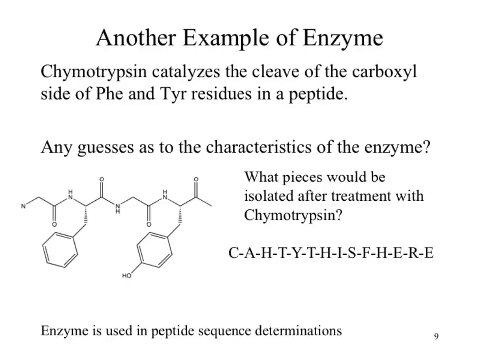So chymotrypsin is particularly famous or infamous for actually looking at amino acid sequencing. We can take a big long amino acid chain, throw it into a soup of chymotrypsin, and watch the chymotrypsin cut it up into smaller pieces. We can then analyze those smaller pieces. So a nice fun test question that you could potentially see in a more extended class would be something along these lines: what pieces would be isolated after the treatment with chymotrypsin?